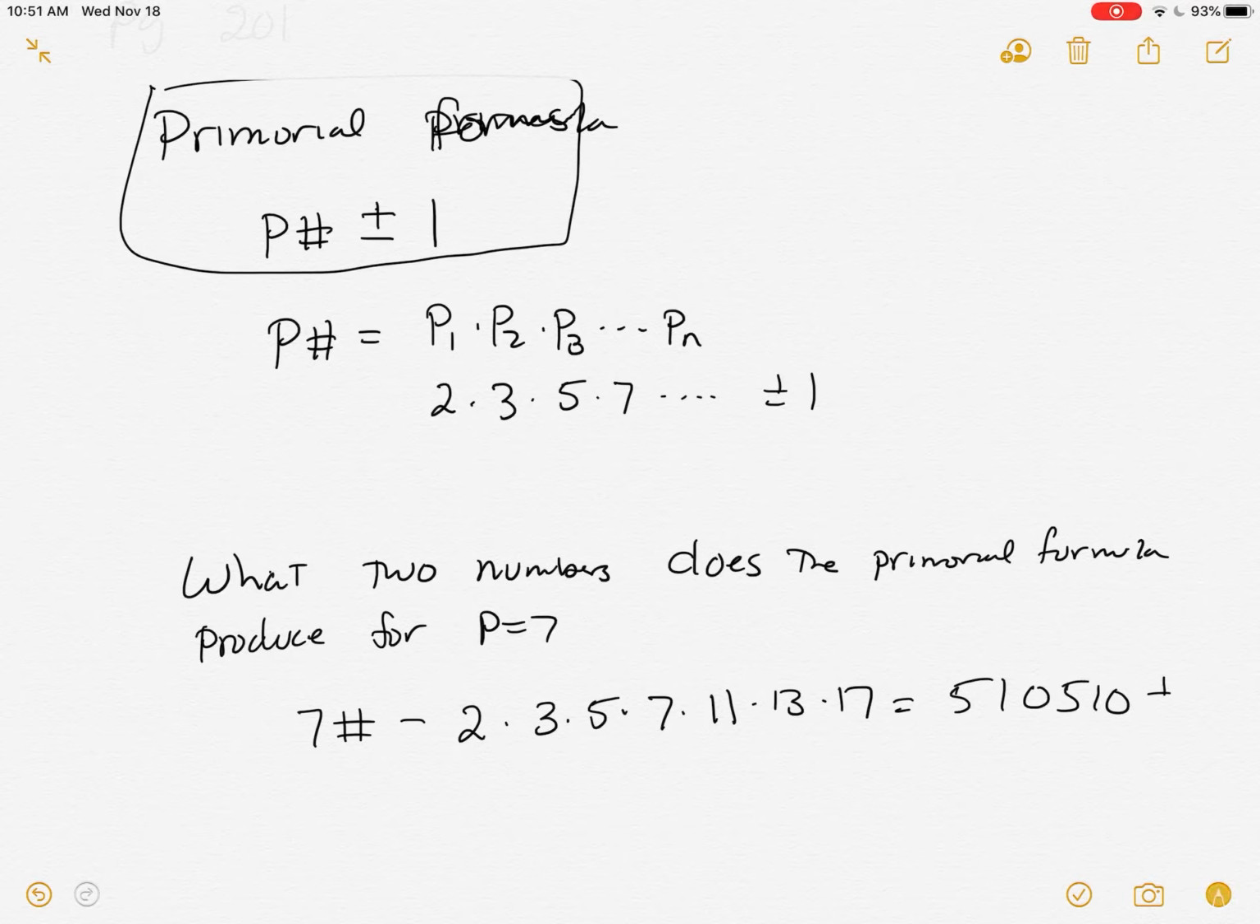Interesting. And we're going to add and subtract 1. Now, the reason why they add and subtract 1 is you're guaranteed to get an even number with the 2 in the mix. And so one of the numbers is 510,509, and the other is 510,511. And so, okay, it's not coming up with those when I do that formula.